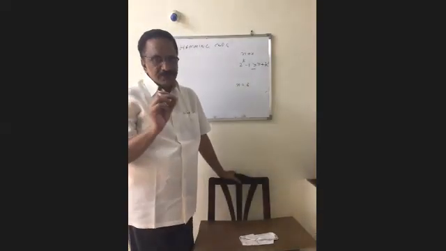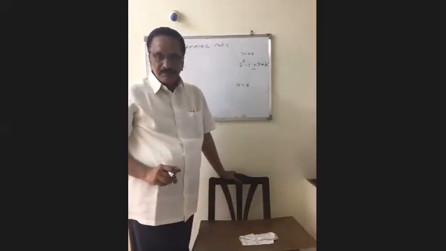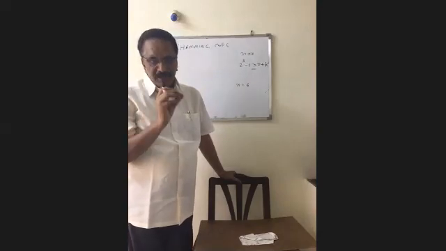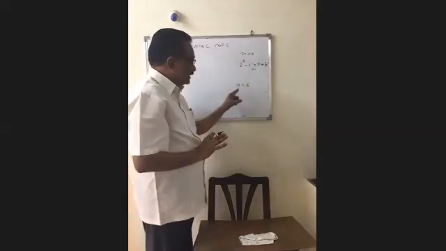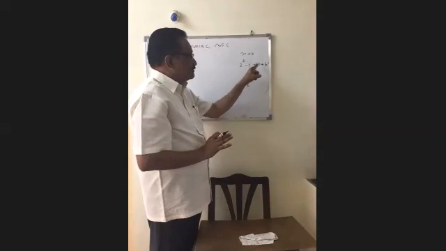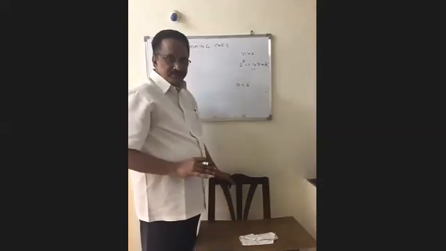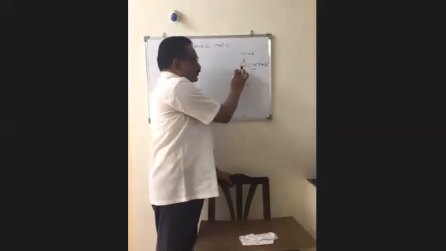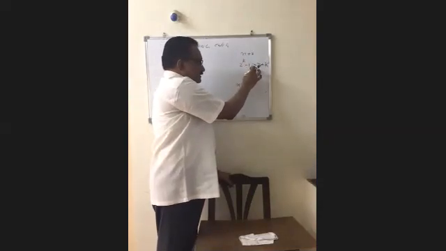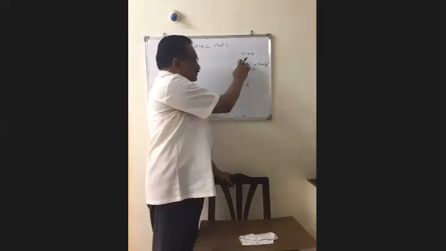Next, substitute the value of n in that expression and find the minimum value of k to satisfy that equation. So if n equals 6, what is the minimum value of k? If k is equal to 2, 2 to the power of 2 is 4, minus 1 is 3. Is 3 greater than or equal to 6 plus 2? No, it's not correct. So let us assume k equal to 3.